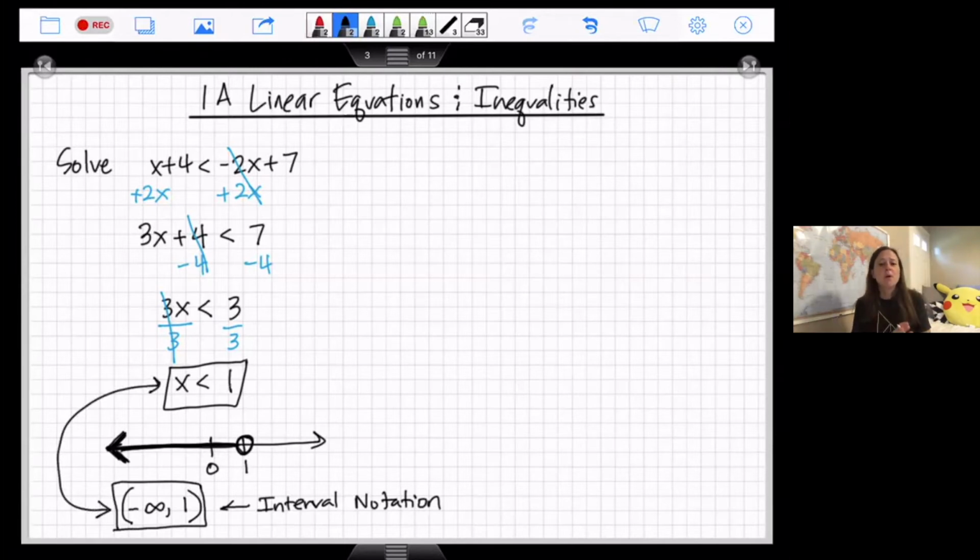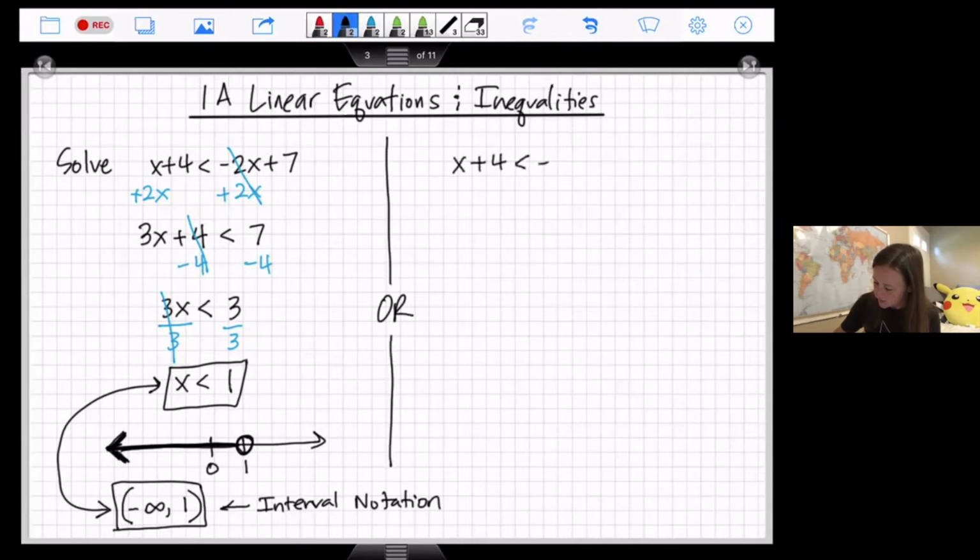All right, before we go on to our next inequality to solve, I want to mention that little extra thing about solving inequalities. So I'm going to solve this inequality again and show you something that can happen. So I'm going to recopy this inequality, x plus 4 less than negative 2x plus 7. All right, so I had chosen to add 2x to both sides last time. What happens if we decide to get the x's over on the left?